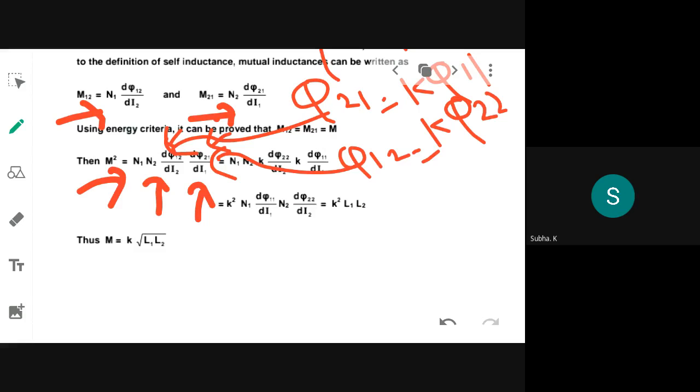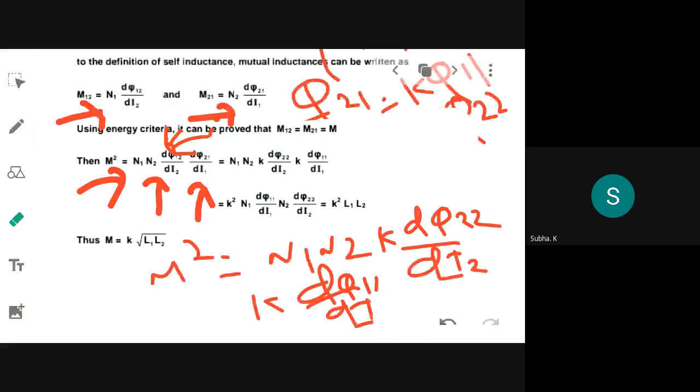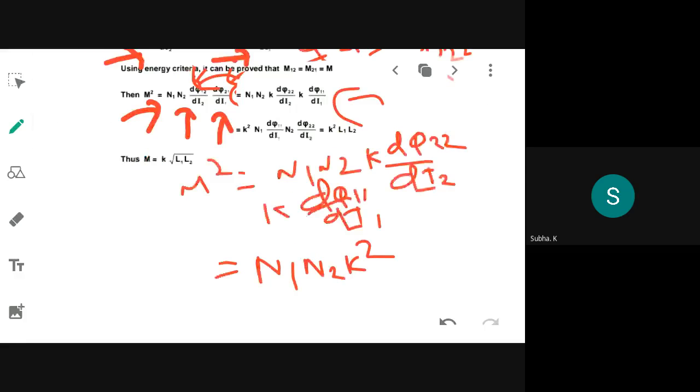So M squared will finally be equivalent to N1 N2 k d phi 22 divided by di2, then k d phi 11 divided by di1. This is the formula. Now finally I have to simplify this. So N1 N2 k squared. I am grouping up the terms, grouping N1 with this one and N2 with this one. So what will happen?